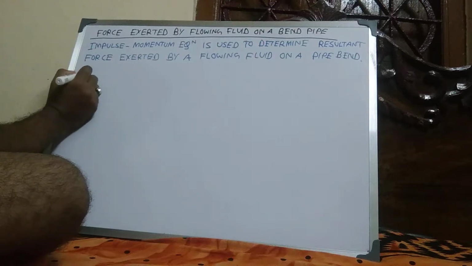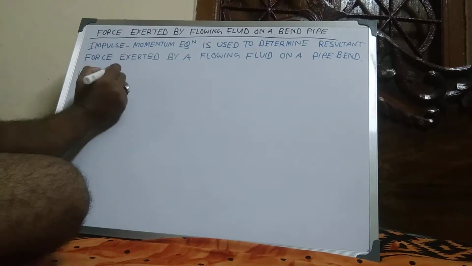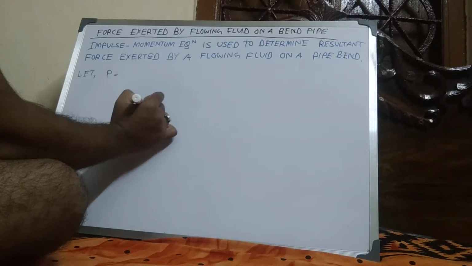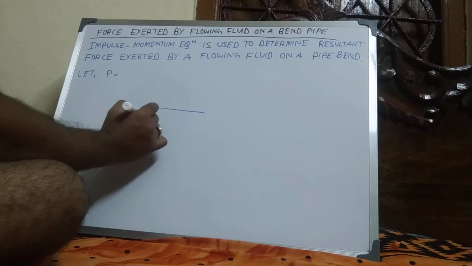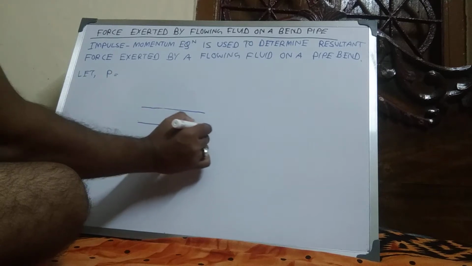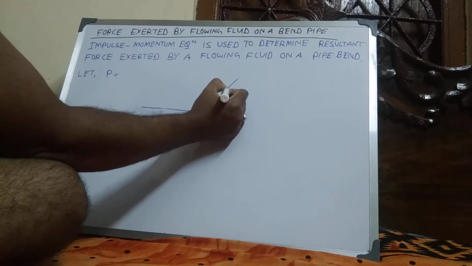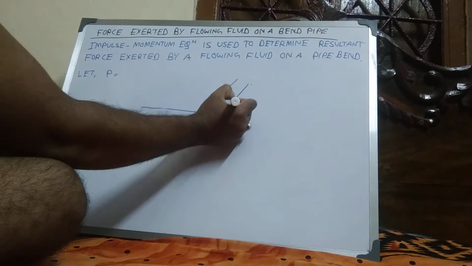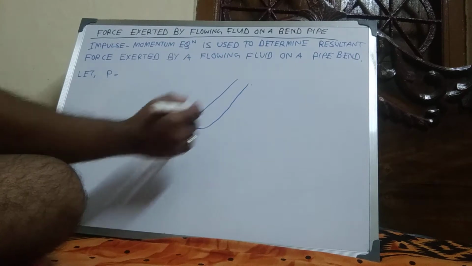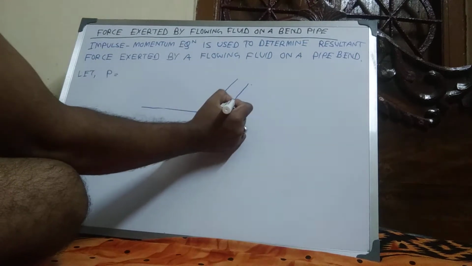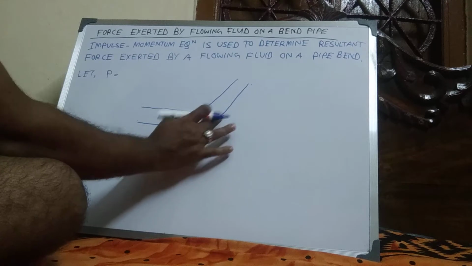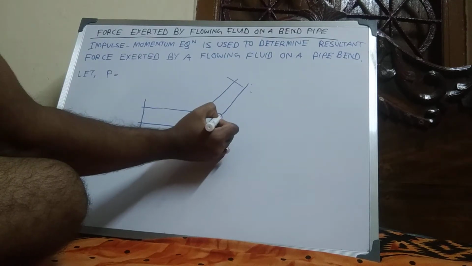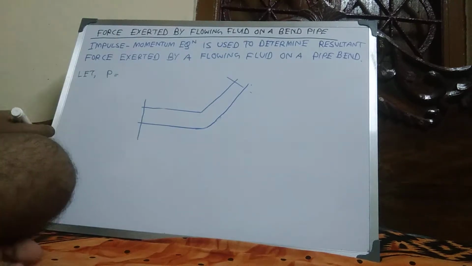Let P equal to, suppose this is the bent pipe. This is the pipe bend.